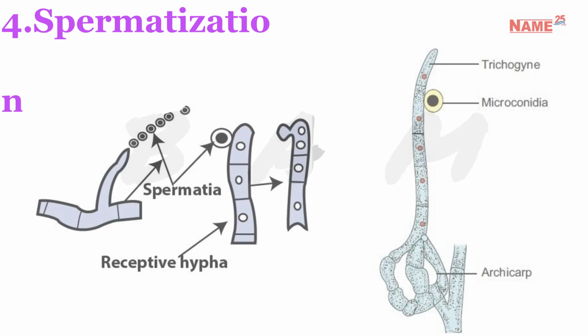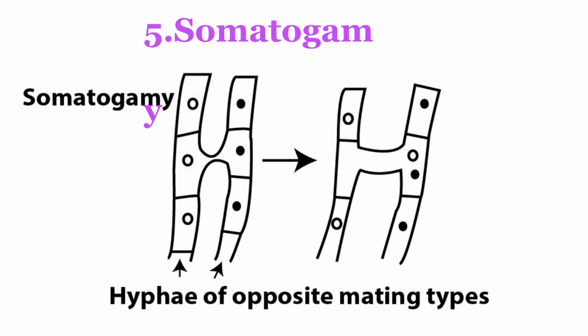Spermatization involves the transfer of male gametes, or spermatia, to female structures for fertilization. Somatogamy is the fusion of two somatic cells, which are non-reproductive cells, during sexual reproduction.